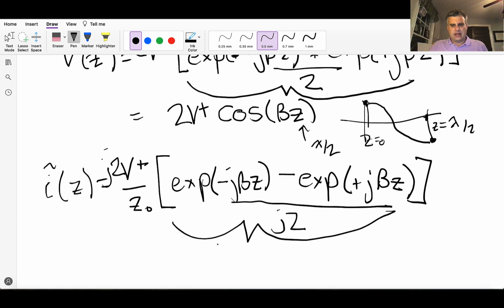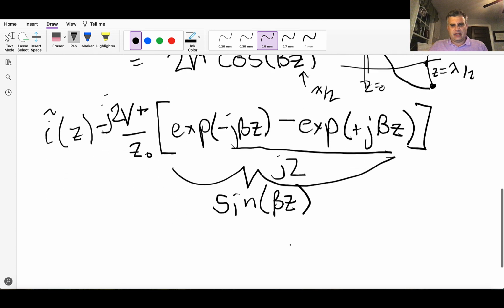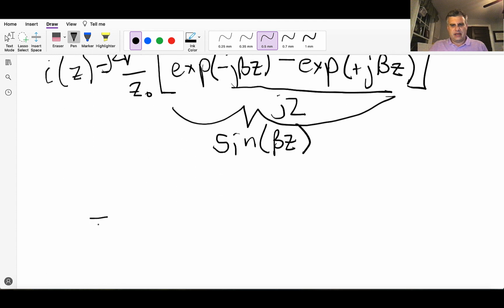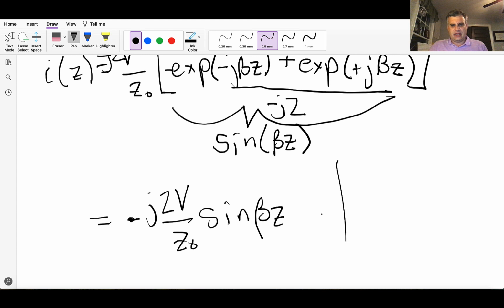And the savvy student would recognize this as sine beta Z. So my final solution for my current standing wave is going to be, in fact, what I need here is actually a minus, because I would like to put minuses there, which means I'm going to have J2 V over Z naught with a minus sign in front of it and a simple sine beta Z. If we graph this on the waveform, sine of 0 is going to be 0.